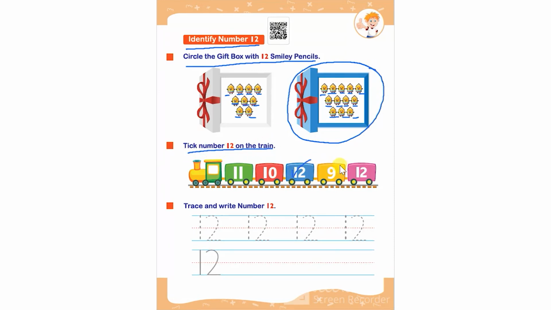So here the child has to put a tick mark on number 12 on the train. After that, the child has to trace and write the number 12. So in the first row, they have to trace the number 12 as shown like this and complete doing it for the rest of the 3 numbers. And next, they have to write the number 12 in the second row.